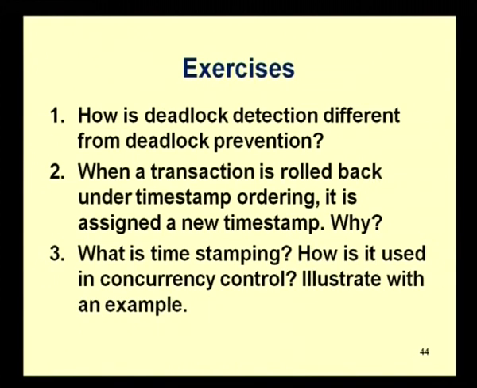How is timestamping used in concurrency control? Timestamping is used in concurrency control by ensuring that the transactions that had problems are rolled back, and that information is contained in the read and write timestamps associated with the resource. So, this is achieved by using timestamping.